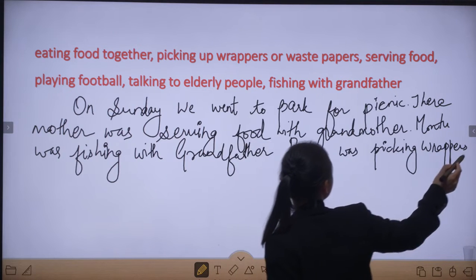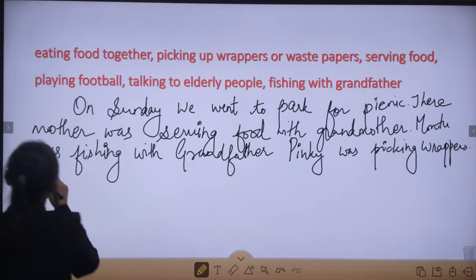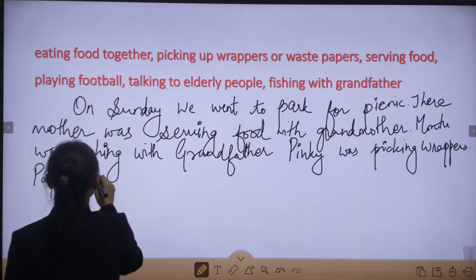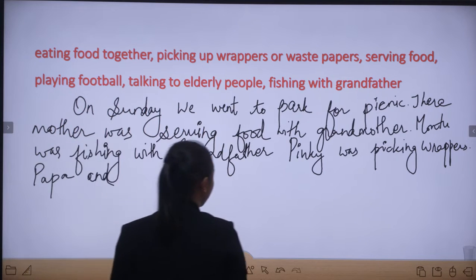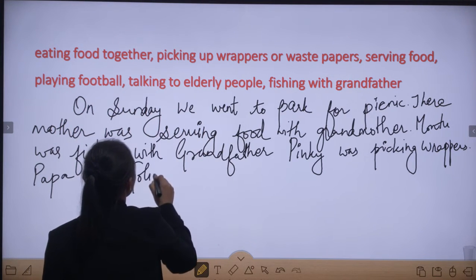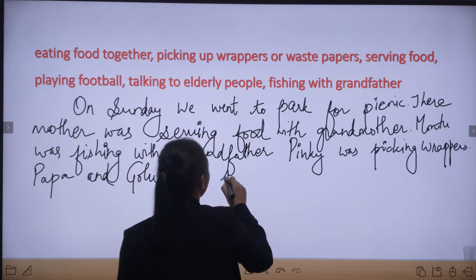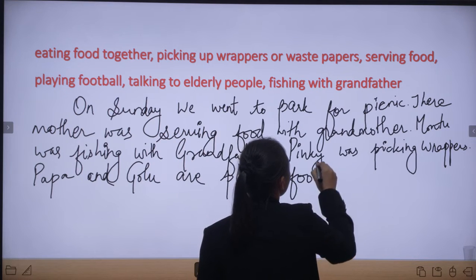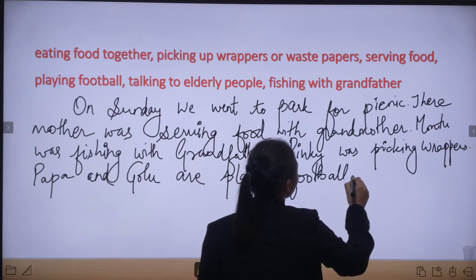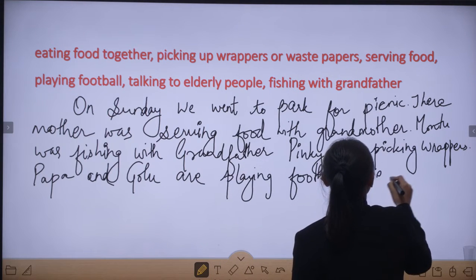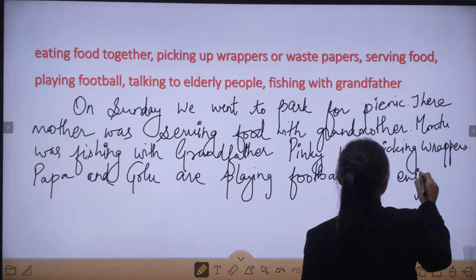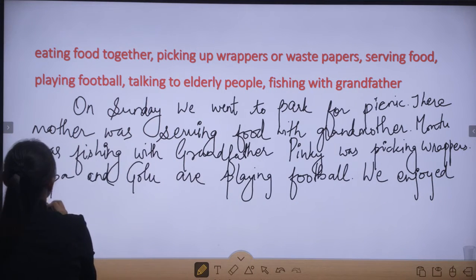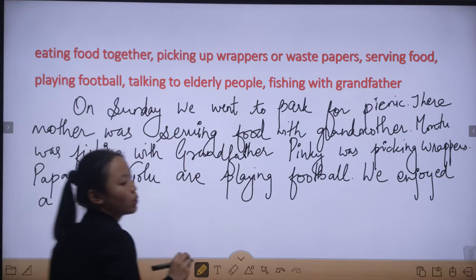And father means we can say Papa, and what's the name of the boy? We have given Golu. Papa and Golu are playing football. We enjoyed a lot.